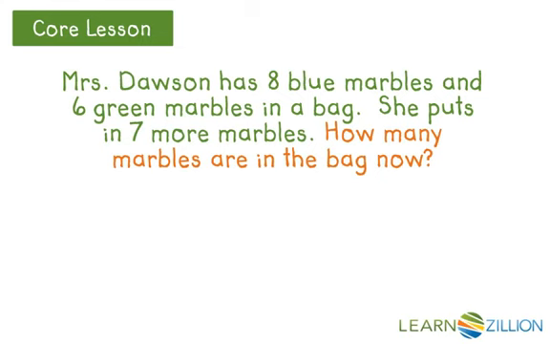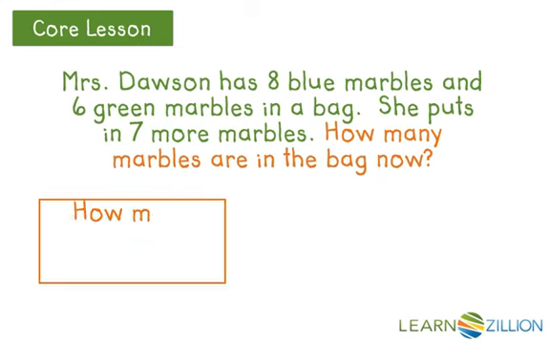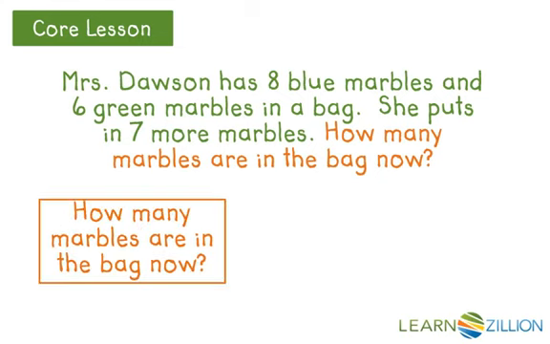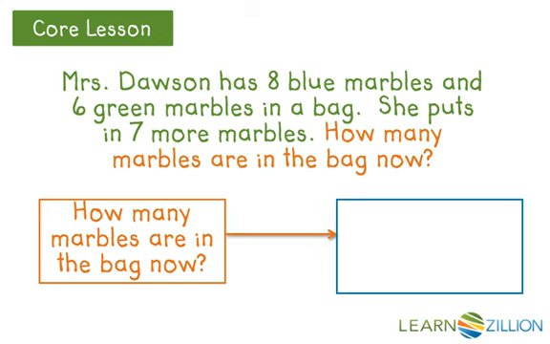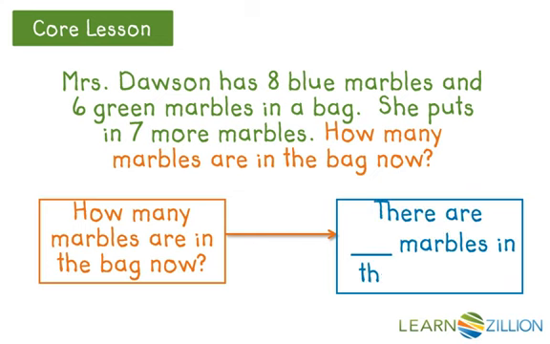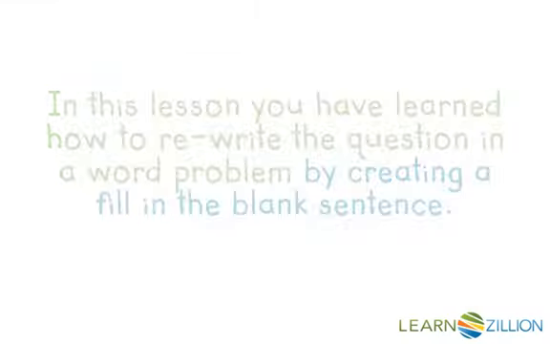Okay, let's go back and look at our first word problem. The question is, how many marbles are in the bag now? Let's turn this into a fill-in-the-blank sentence so we know exactly what we're trying to figure out. There are blank marbles in the bag now. So now I know that when we're done solving the problem, we're going to know exactly how many marbles Mrs. Dawson has in her bag.